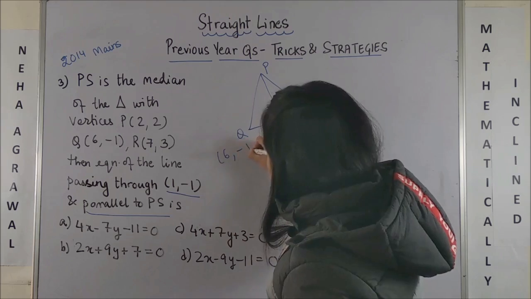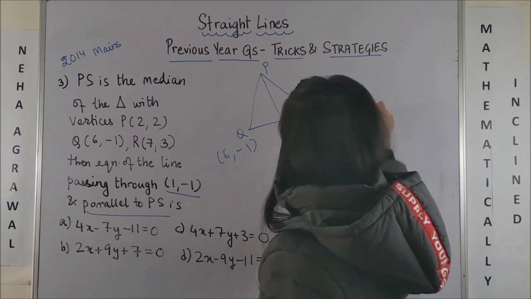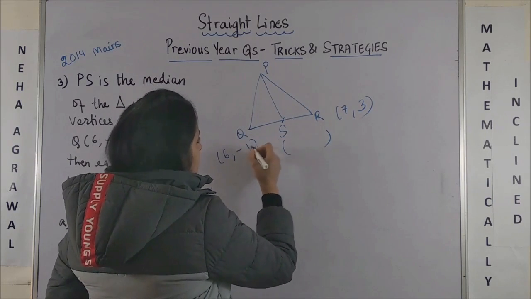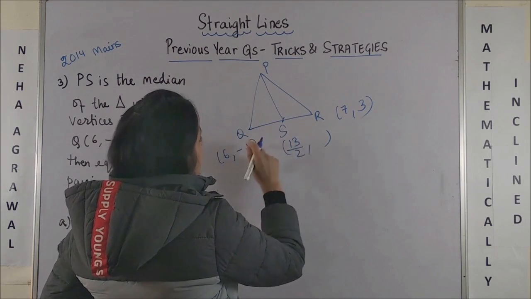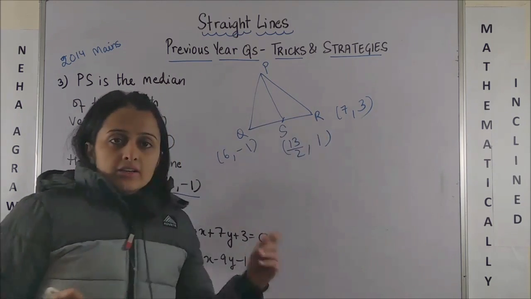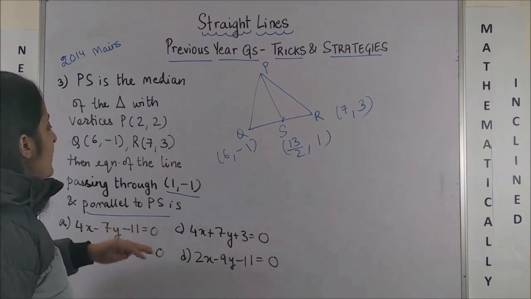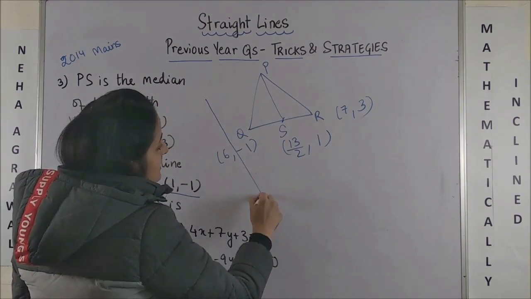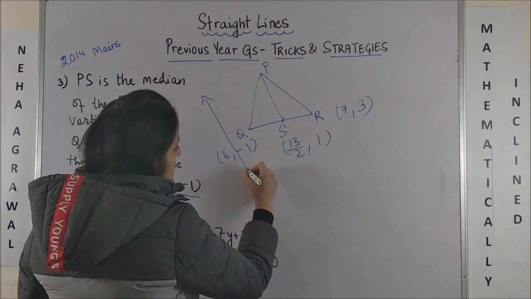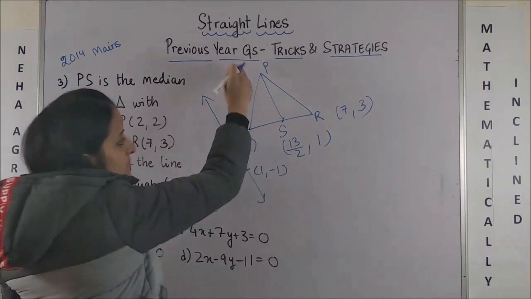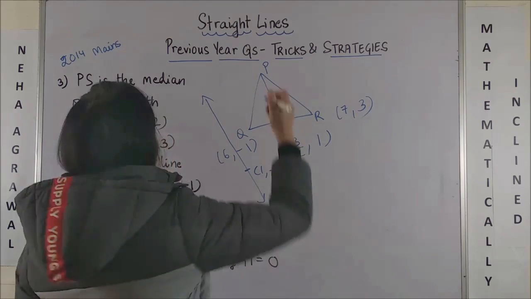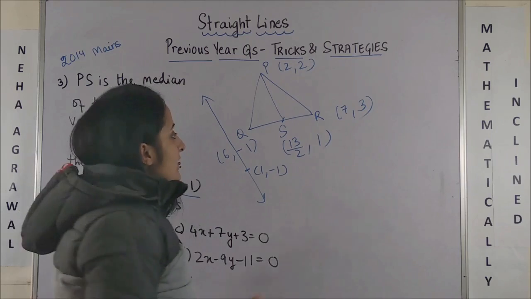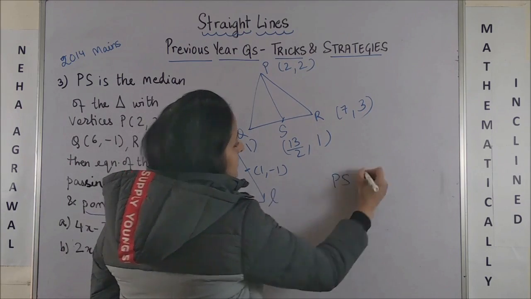Now you already know the basic thing that medians bisect the side. So the coordinates of S would become (13 by 2, 1). Now once you have this, you have to find an equation which is passing through a point, let's say (1, minus 1). Let's say this is the line. It's passing through (1, minus 1) and is parallel to PS. In short, if P has the coordinates (2, 2).